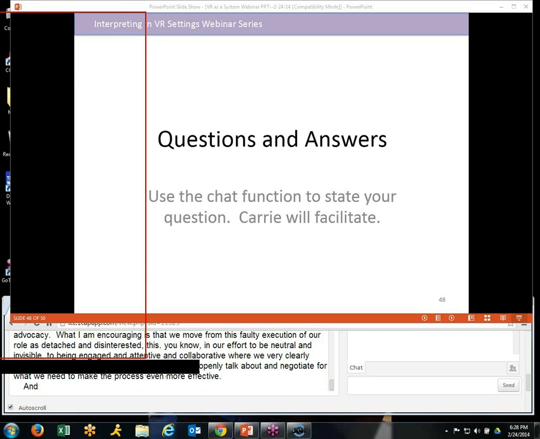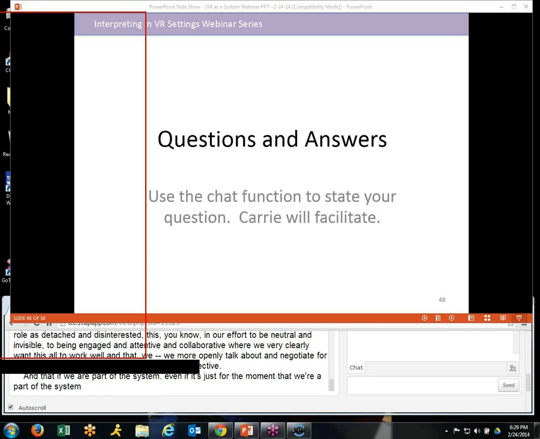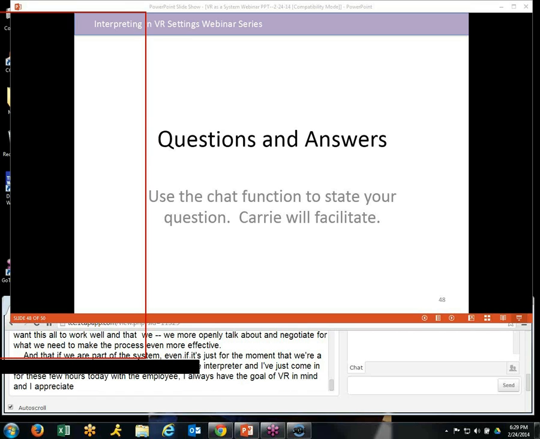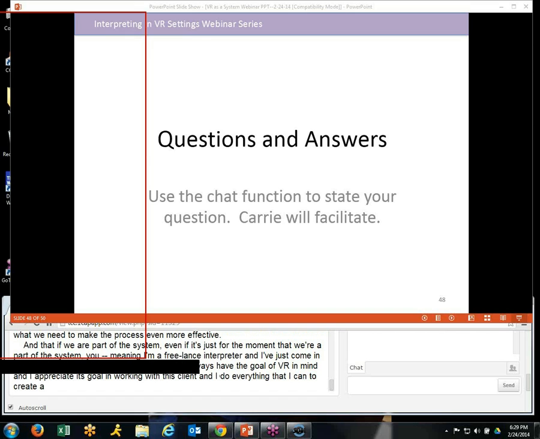If we are part of the system, even if it's just for the moment that we're a part of the system, meaning I'm a freelance interpreter and I've just come in for this few hours today with the employee, I always have the goal of VR in mind. And I appreciate its goal in working with this client, and I do everything that I can to create an interpreted interaction that is successful.